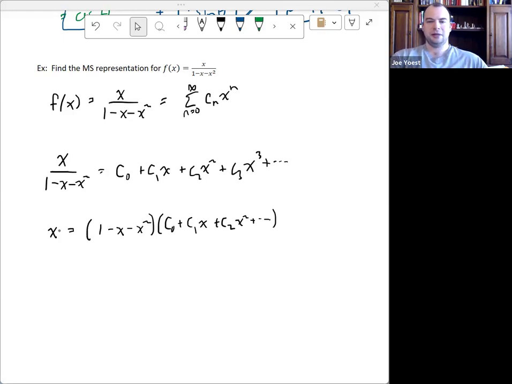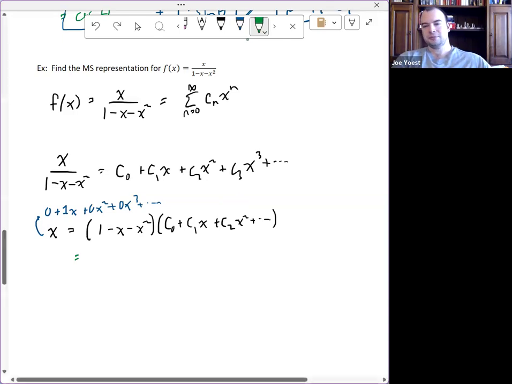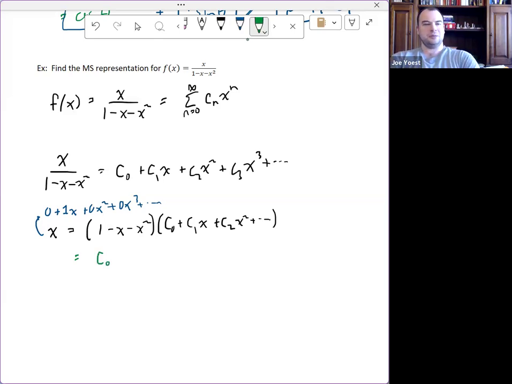Well, okay, so what do I know? On the left, I can think of x as 0 plus 1x plus 0x squared plus 0x cubed, and so on. That's what just x is. And on the right, I can start collecting similar terms. So what is my constant term on the right going to be? After a while, everything is going to have at least an x in it from this product. The only way I get a constant term is 1 times C naught. So that's my constant term.